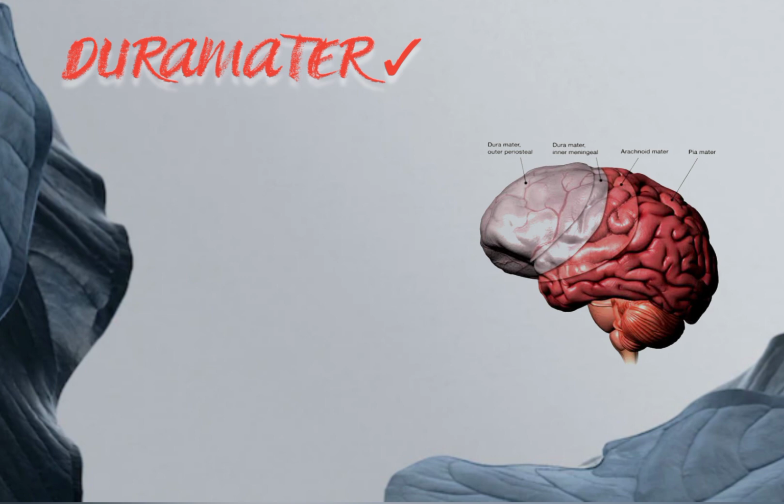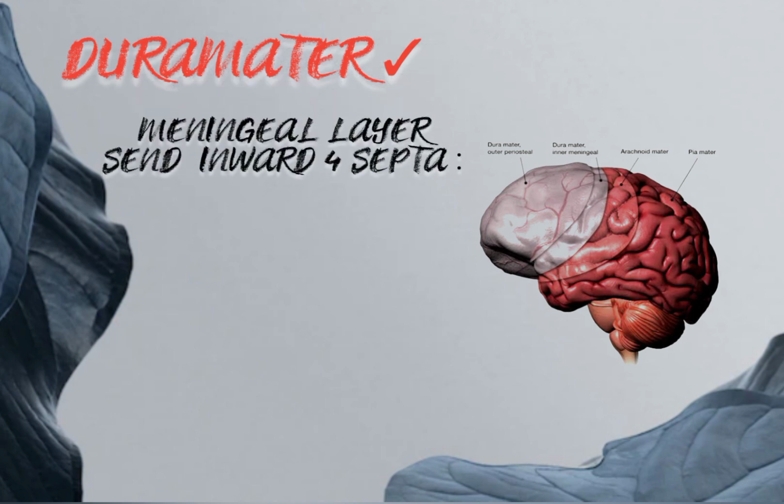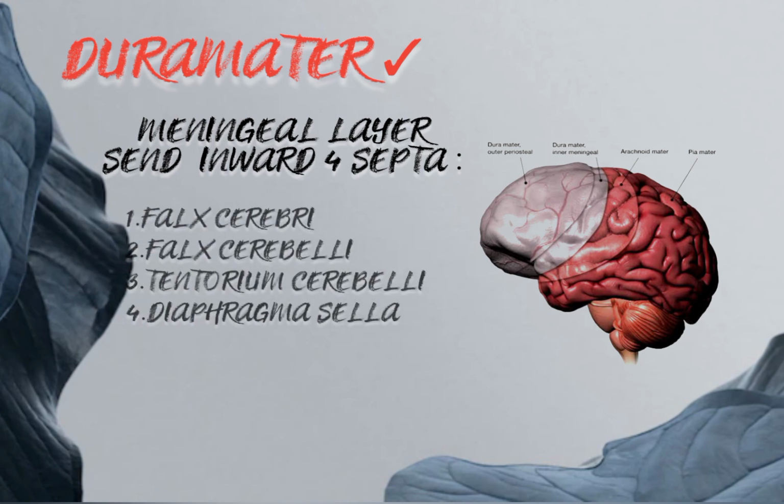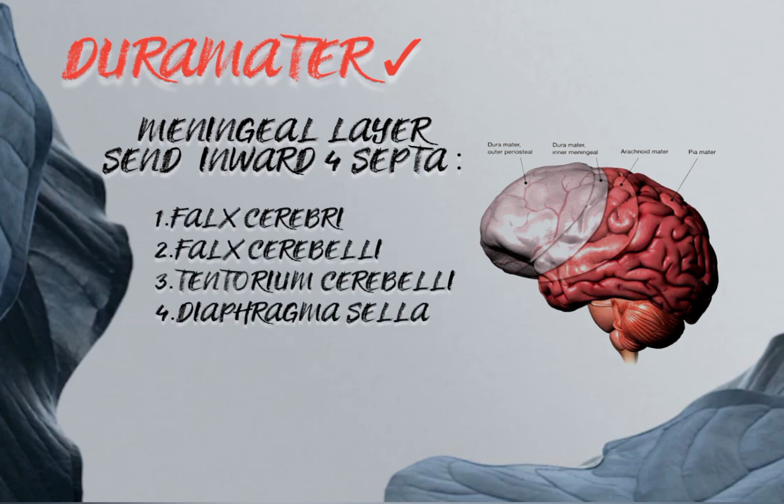Now moving into the details of the meningeal layer. The meningeal layer sends inward four septa, that is the falx cerebri, the falx cerebelli, the tentorium cerebelli, and the diaphragma sellae. All of these divide the cranial cavity into freely communicating spaces that lodge the subdivisions of the brain.